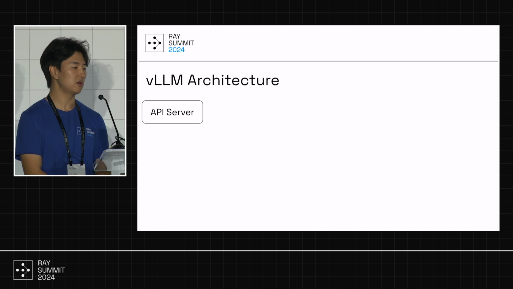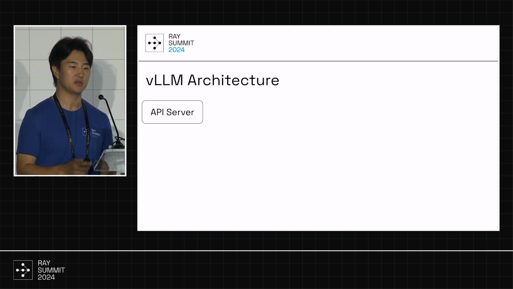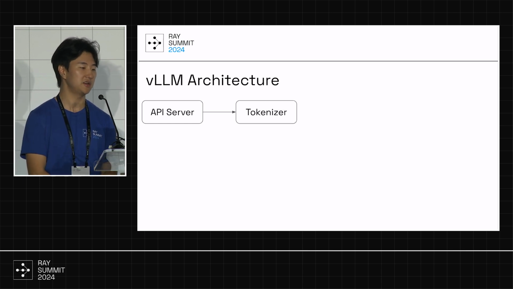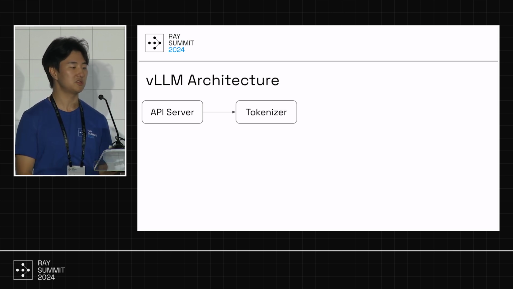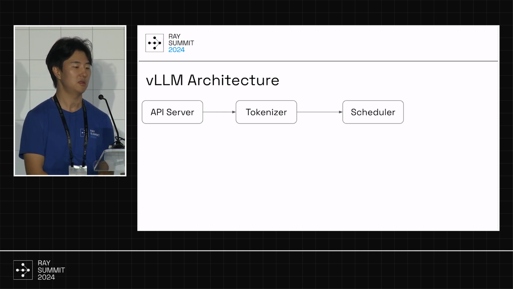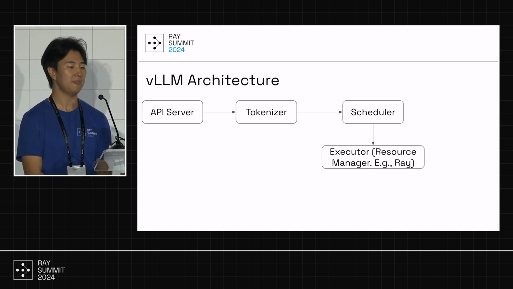So let me go over the vLLM architecture real quick. It comes with an API server, which is an HTTP server that provides OpenAI compatible APIs. And once you get the prompts from the API server, there's a tokenizer that tokenizes your inputs. And the inputs are queued, and then vLLM comes with a scheduler, which keeps picking the batch and then sending it to all the workers and getting the result and keeps repeating this process.